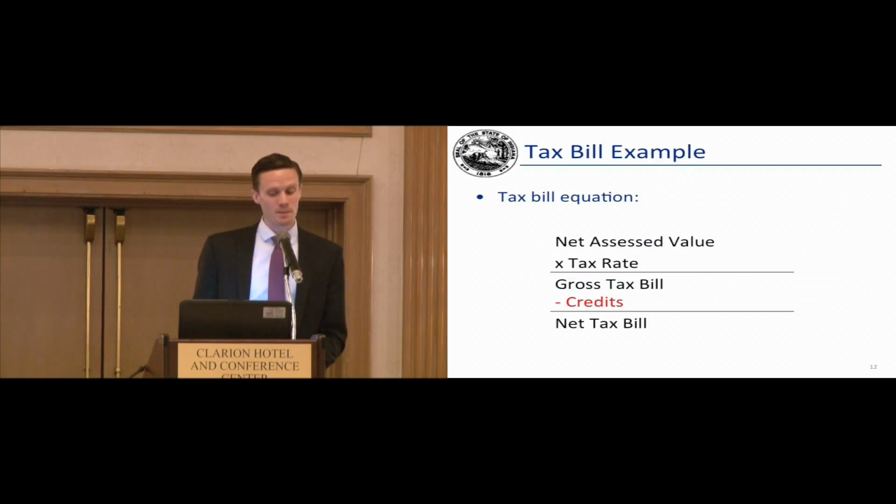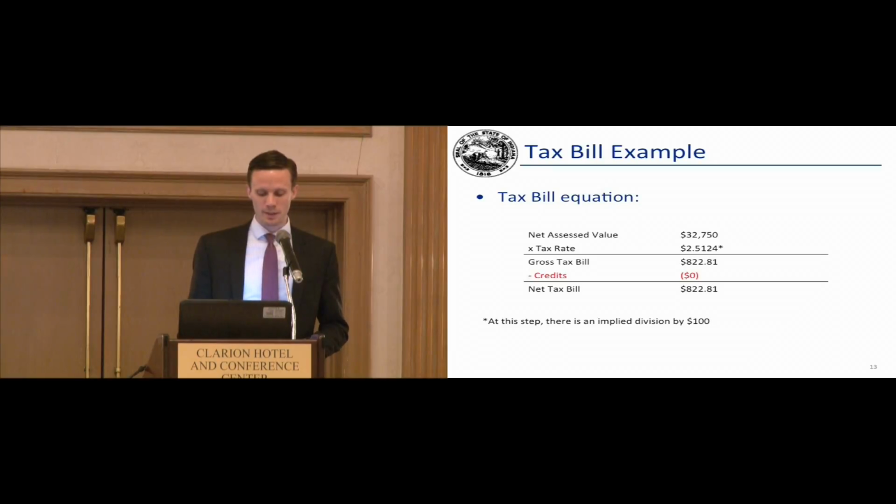So now expanding the tax bill equation just a little bit from what we looked at before, we've done the part at the top to arrive at the net assessed value. After getting to the net assessed value, we're going to bring in the tax rate and arrive at what we call the gross tax bill. And then when you subtract away any credits that taxpayer is eligible for, we have the net tax bill, or the amount that's actually going to be billed to them that we're expecting the taxpayer is going to pay.